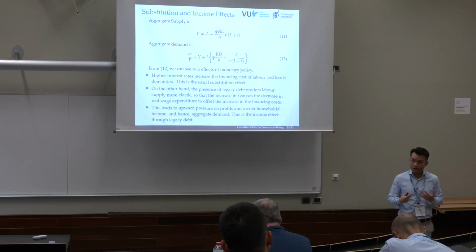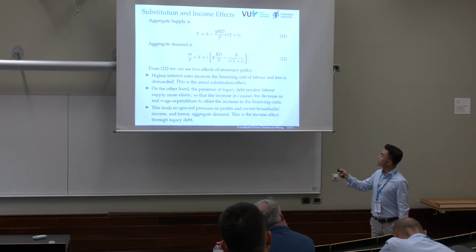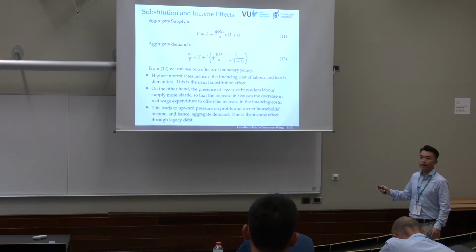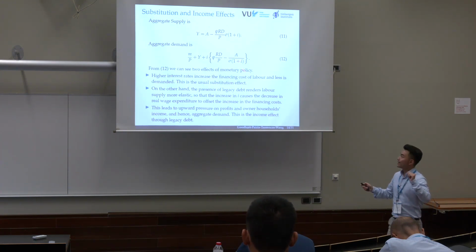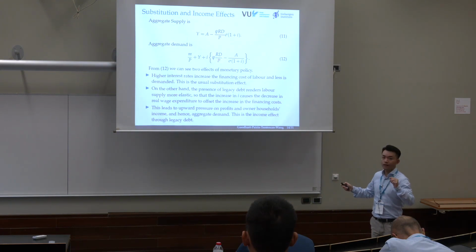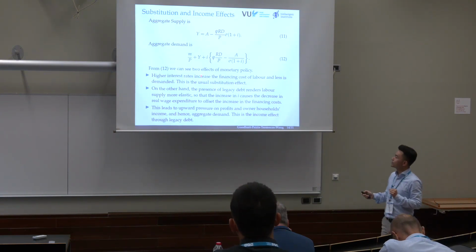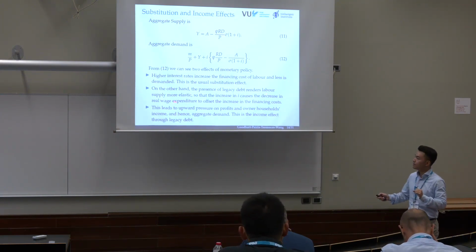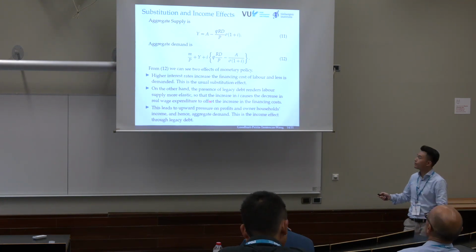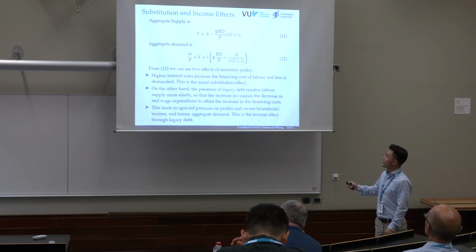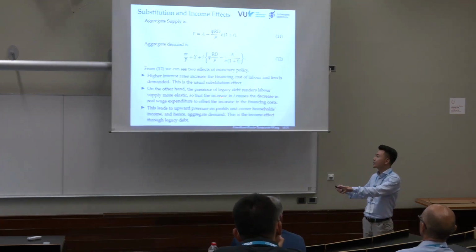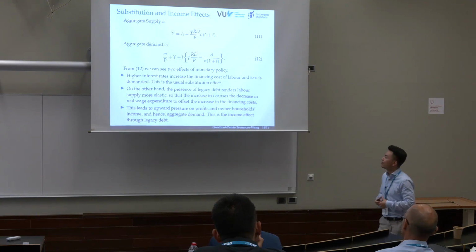In particular, if we look at the aggregate demand, when we raise the interest rate, the monetary policy rate, usually it increases the financing cost of labor and less is demanded. And that's why raising interest rate has a dampening effect on aggregate demand. On the other hand, the presence of legacy debt gives an upward pressure on the aggregate demand curve. And this is because when you raise interest rate, the presence of debt renders labor supply more elastic, as we have seen in the previous lemma, so that the increase of I causes the decrease of real wage expenditure to offset the increase of the financing cost.